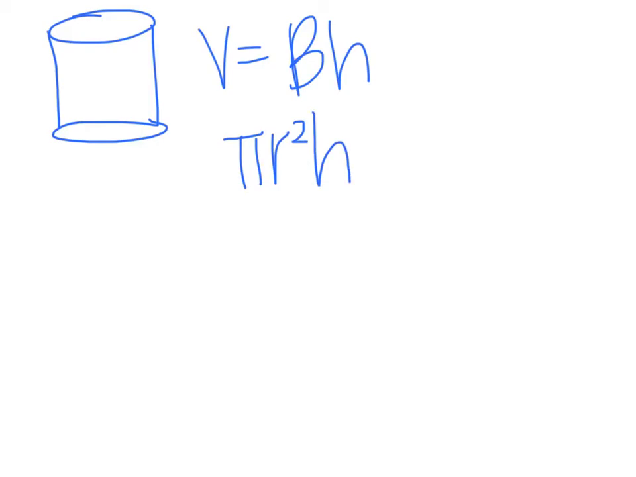So volume of a cylinder is pi r squared times h, where your radius is here for r and your height is here. Remember, if they give you the diameter, just divide it by 2 in order to find your radius. We're going to do a couple examples.